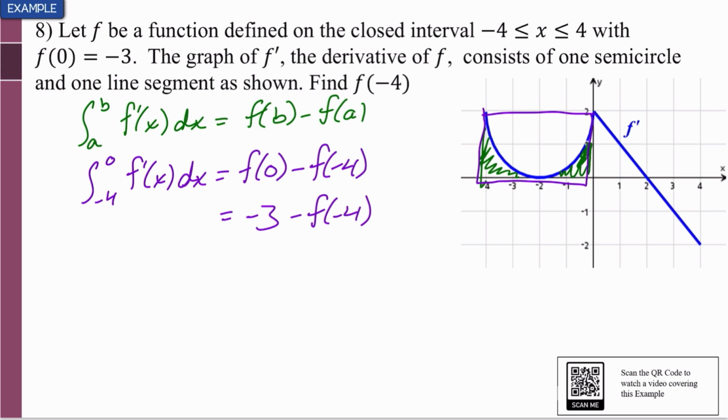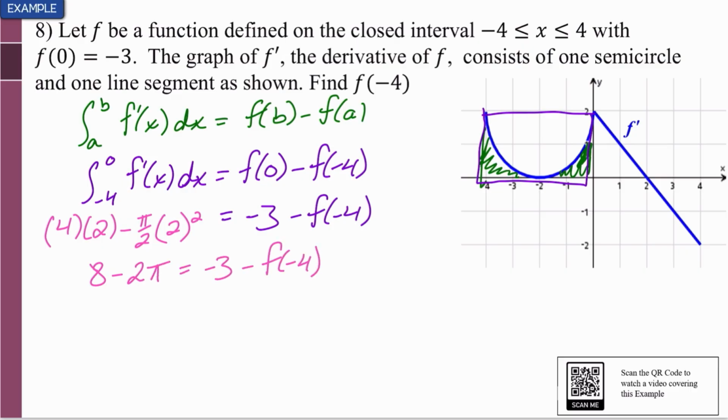So to find the area of that outer rectangle, it's a 4 by 2, and then we're going to subtract the semicircle, which would be half of pi times the radius squared, and the radius is 2 squared. So we have 8 minus, well, that's going to become 2 pi, equals negative 3 minus f of negative 4. And I'm trying to find f of negative 4, so I can add this negative 3 over here and divide it all by negative 1.